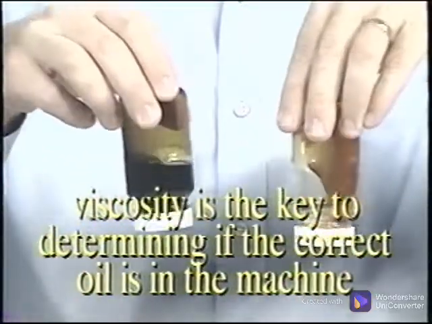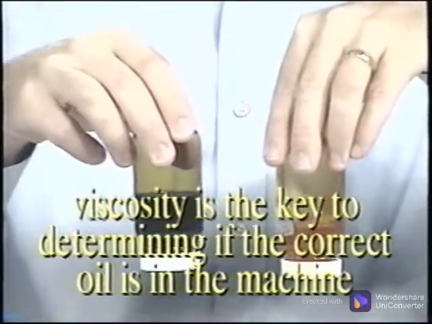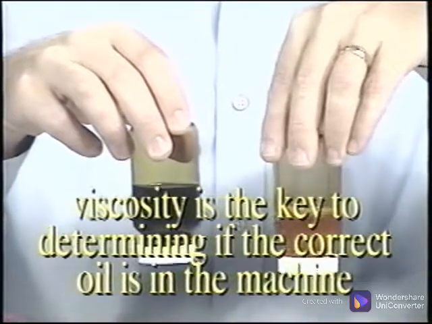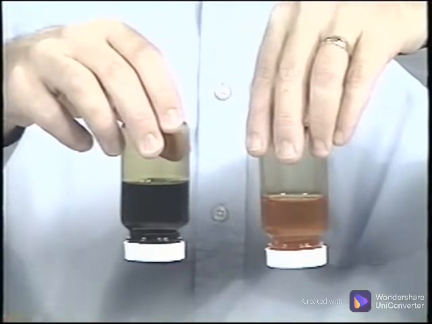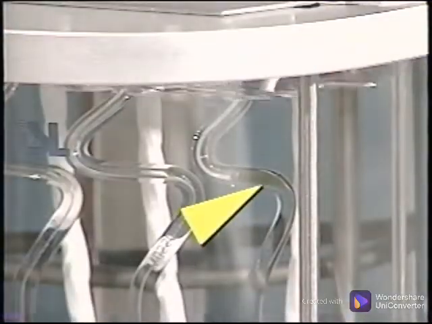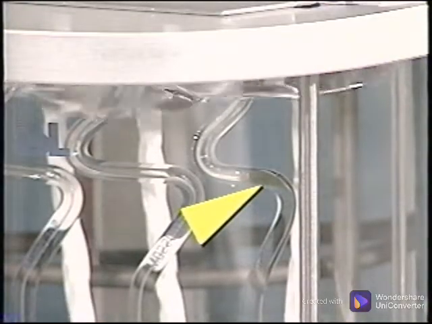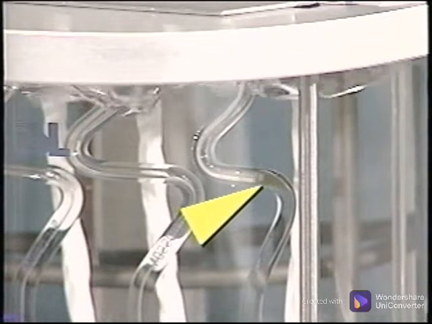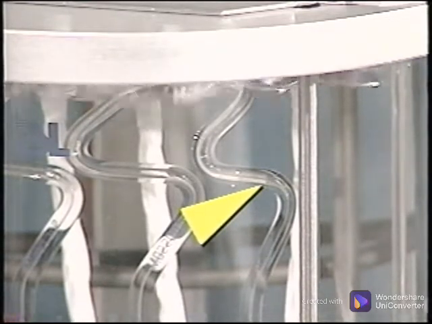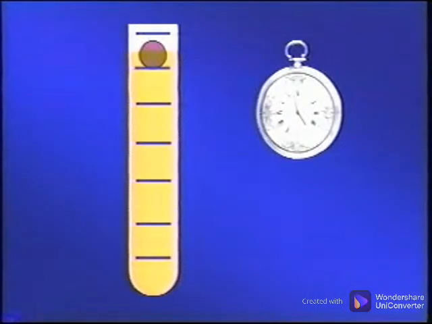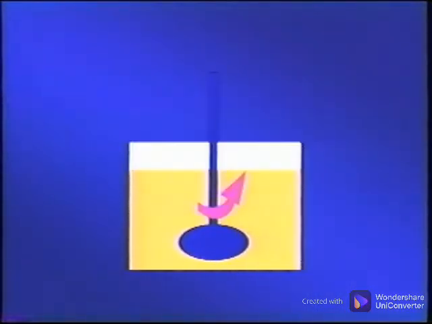The viscosity of an oil in a machine is a key to quickly determine whether the correct oil is in the machine. An on-site oil analysis should have the capability of measuring viscosity. Methods of measuring viscosity include timing the flow through a calibrated capillary tube heated to 40 degrees centigrade or 100 degrees centigrade, timing an object to fall through oil, and measuring the drag on a disc spinning in the oil.